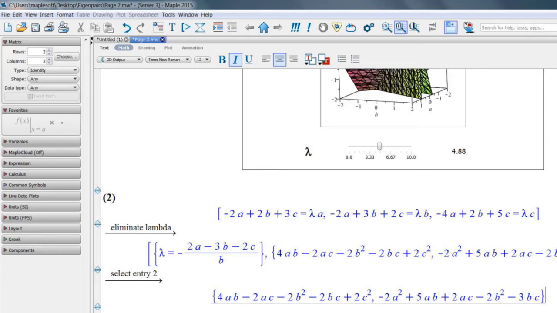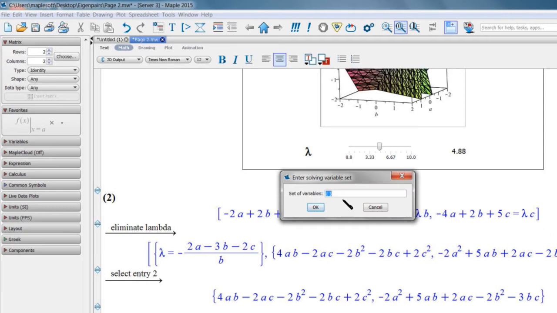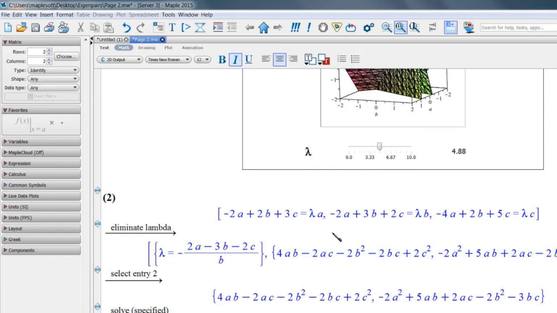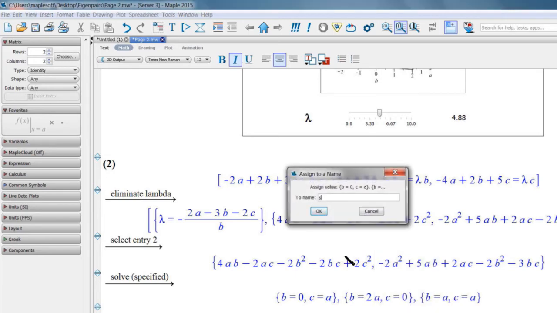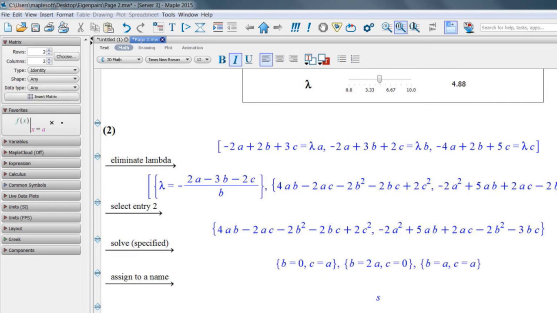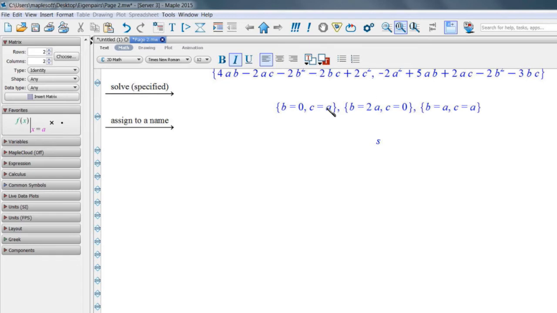They're in A, B, C. Lambda is out. 2 equations. I can solve for 2 out of the 3 unknowns. So let's solve for variables B and C. There are 3 solutions. I'm going to call this string of solutions by some name S so I can get to them. 3 solutions. These tell me things about A, B, and C, which will tell me something about the vector x. So let's see what those solutions tell me about the vector x.